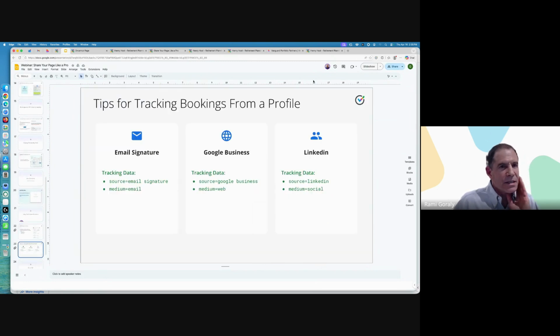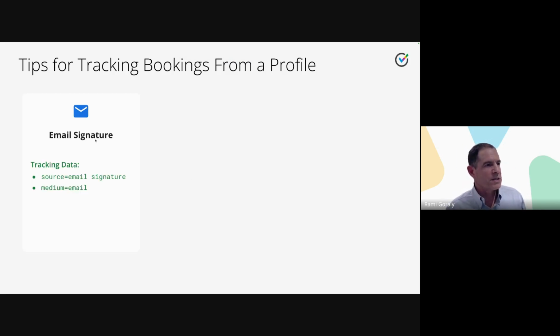Maybe one last slide that I want to finish with is some tips for tracking bookings from a profile. I know many of you have some profiles. I mean, we can look at the email signature as a profile. We want to have a booking link in the email signature. So the best practice is to add your source email signature and medium email to this. So when you get bookings, you know that it is coming from there.